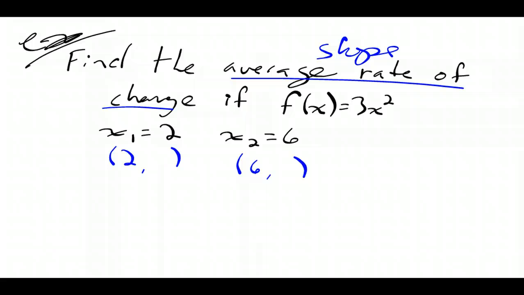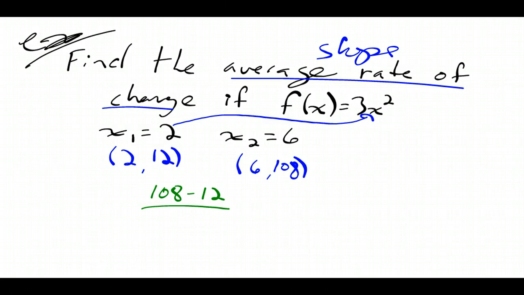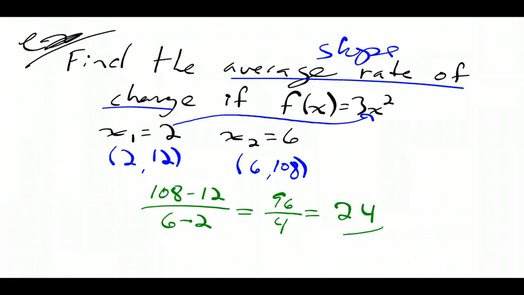So take 2, if you don't know the y value, plug it in. 2 squared is 4 times 3 is 12. So this is the point (2, 12). And 6 squared is 36, times 3 is 108. So really all this is y2 minus y1. So 108 minus 12 over 6 minus 2. 108 minus 12 is hopefully 96. Divided by 6 minus 2 is 4. 96 divided by 4 is 24. So your average rate of change from this point to the other will be 24. And that's how you write your answer.